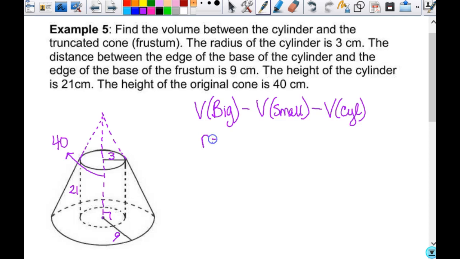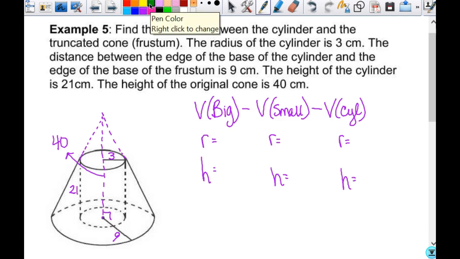That's way more straightforward than a surface area thing. Now, in order to find these things, we have to have the radius and the height. Then if we have that, we just substitute them in formulas, just like a piece of cake. So let's come up with the radius and the height for each one of those. All right. So what's the radius of the big cone? 12. 9, it says, is from here to here. That is 9, because it says between the edge of the base of the cylinder and the edge of the base of the frustum is 9 centimeters. This length here is what? 3, because it's that radius. So this whole thing is 12. So be careful with that.